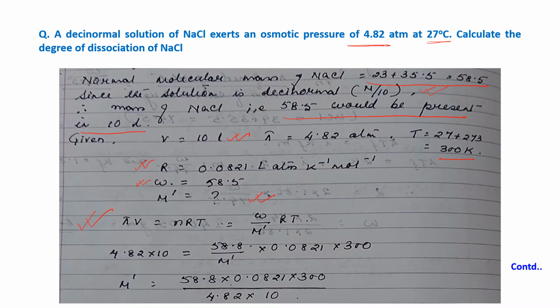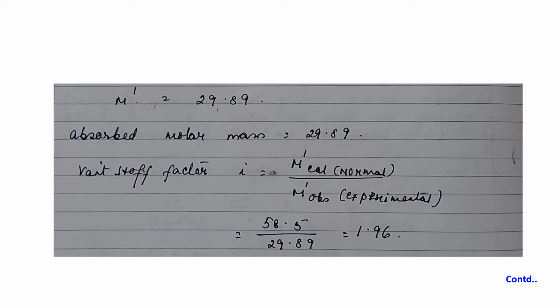According to osmotic pressure, the formula is pi V equals nRT. From there, n is equal to w by m dash, that is, weight by molecular weight. If we put everything in and calculate, we get the value of m dash as 29.89. So this is my observed molecular mass, 29.89.